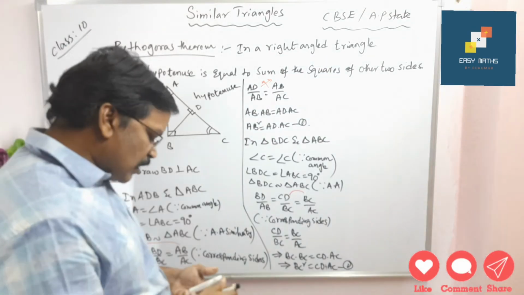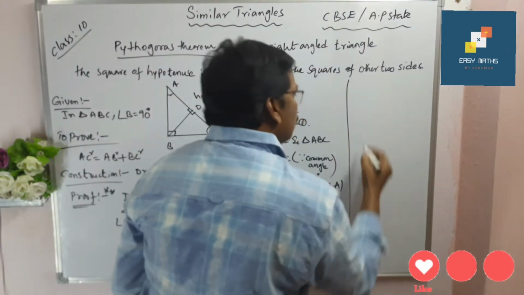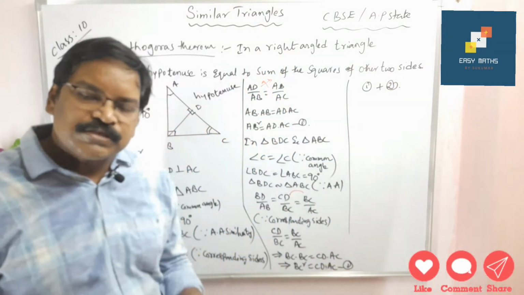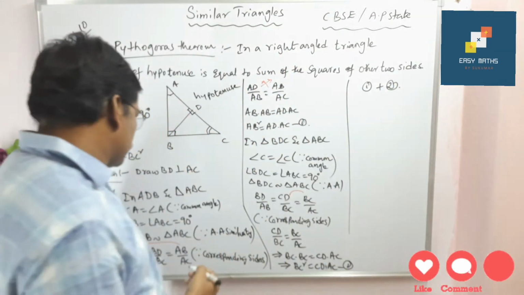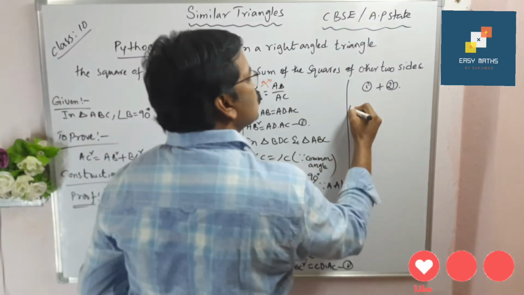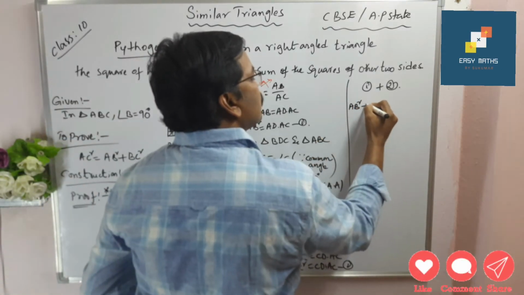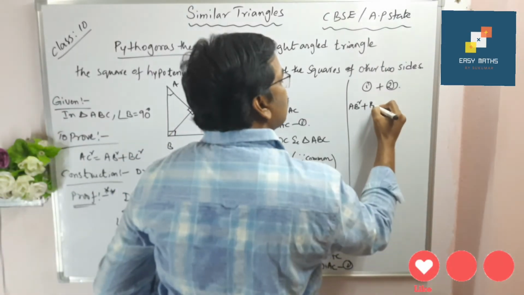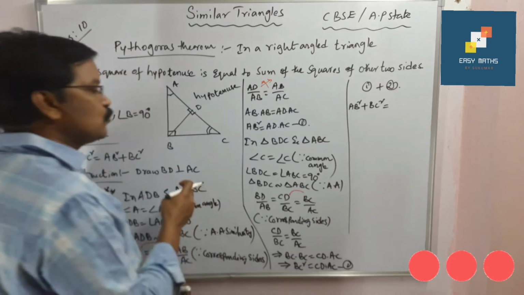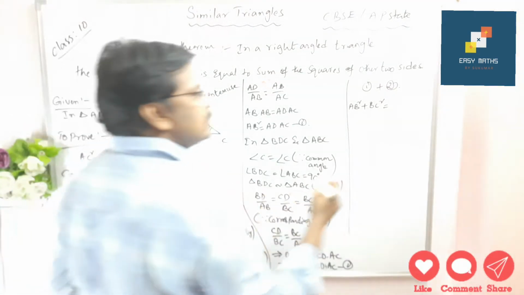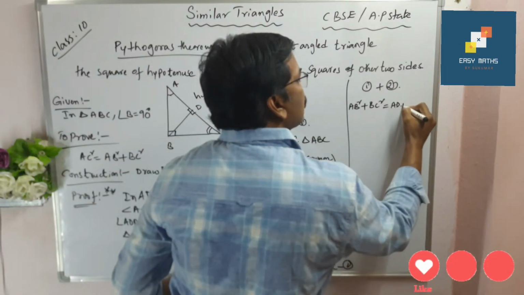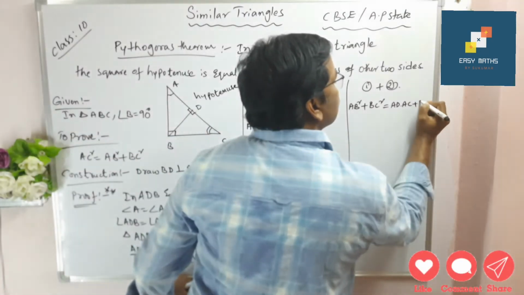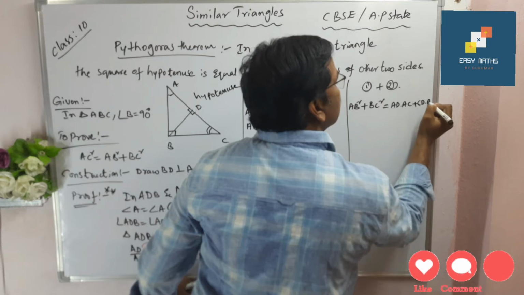Now, what we do here is just add equation 1 plus equation 2. What is equation 1? AB square, plus here the equation 2, right hand side is BC square. AB square plus BC square is equal to AD into AC plus CD into AC.